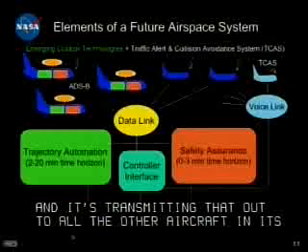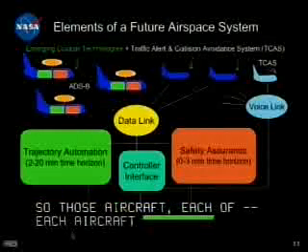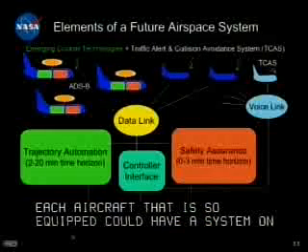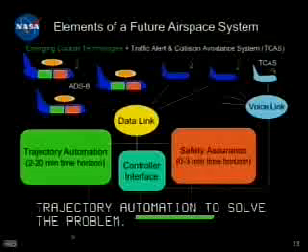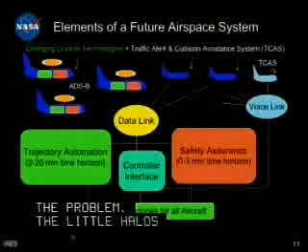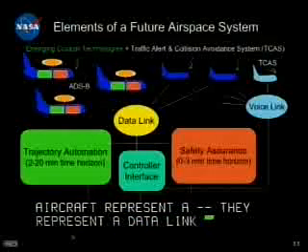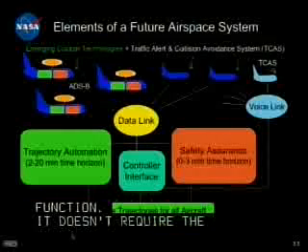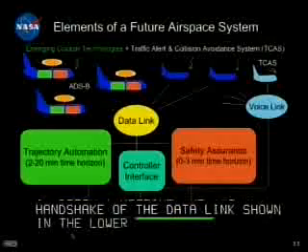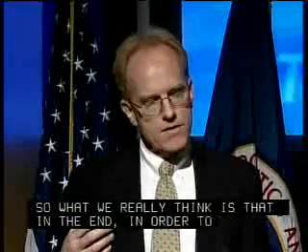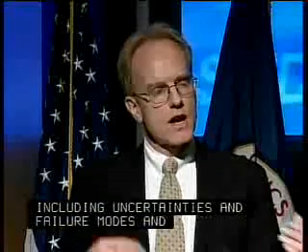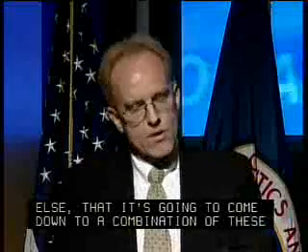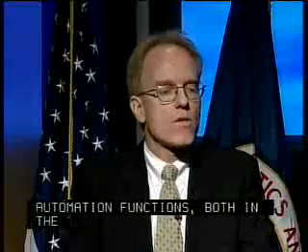Each aircraft that is so equipped could have a system on board that autonomously detects traffic conflicts and uses trajectory automation to solve the problems. The little halos above those aircraft represent a data link function, although it is a transmit function. It doesn't require the two-way handshake of the data link shown in the lower part of the diagram. So what we really think is that in the end, in order to maintain the safety of the system under the variety of conditions, including uncertainties and failure modes and everything else, it's going to come down to a combination of these automation functions, both on the ground and in the air, that will make this system work.